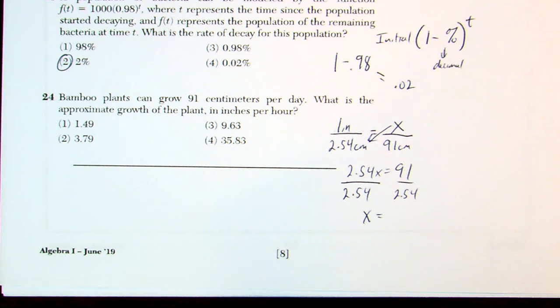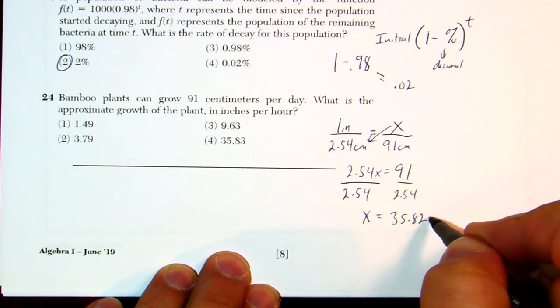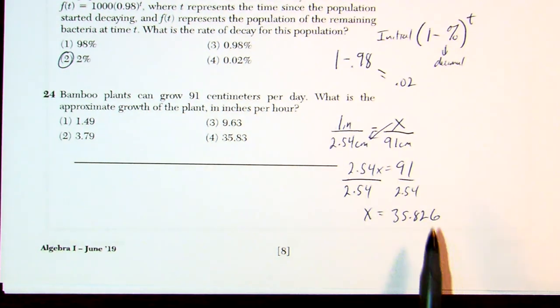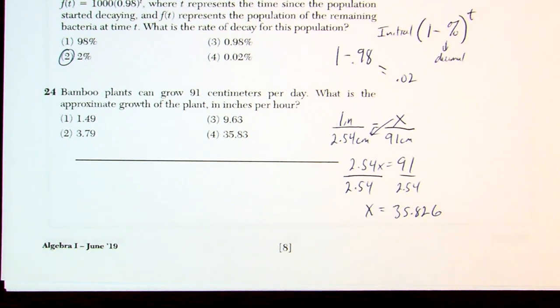So I go 91 divided by 2.54, and we get 35.826, so on. Now right away you're like, oh, there it is. No, because this is per day. We want per hour. So how many hours are there in a day? There are 24 hours in a day. They expect you to know that. That is not on your reference sheet.